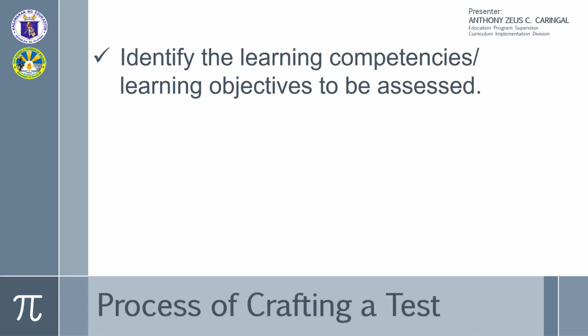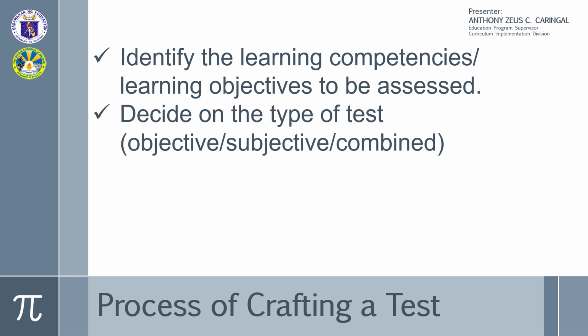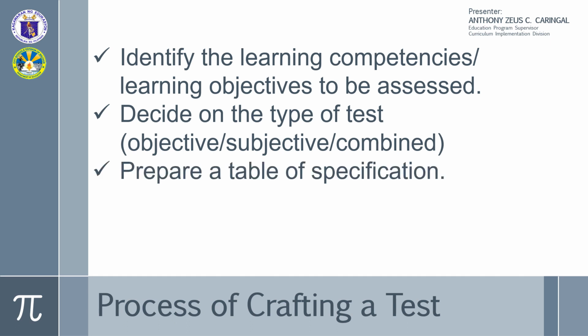Okay. Next, the process of crafting a test. The first one is identify the learning competencies, learning objectives to be assessed. Yeah, of course. That's the first part of the TOS. Next, decide on the type of test, whether it is objective, subjective, or combined. Okay, that's the second thing that you're going to consider. You have to decide. Next, you have to prepare a table of specification, and that's what we are going to deal with later.